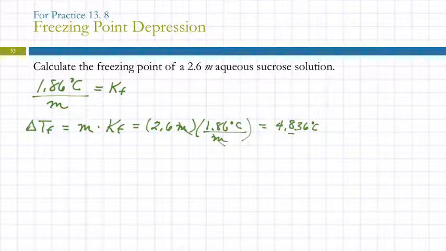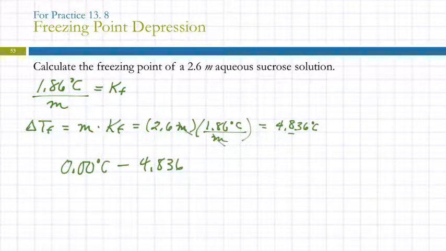No. It wants the freezing point. This is the freezing point depression. So the freezing point is 4.8 degrees lower than the normal freezing point. It's water, so we know the normal freezing point is 0. So 0 degrees Celsius minus the 4.836 is going to be minus 4.8 degrees Celsius.